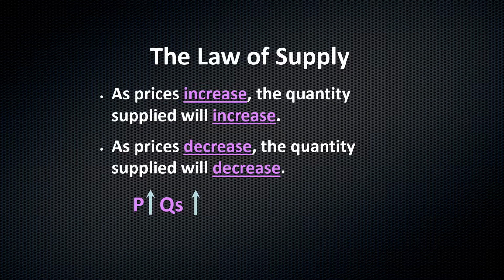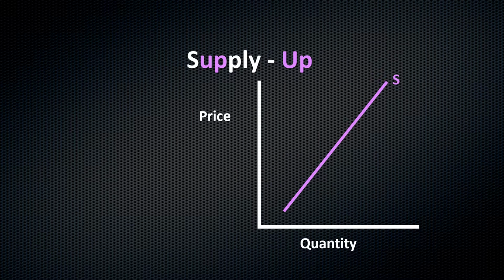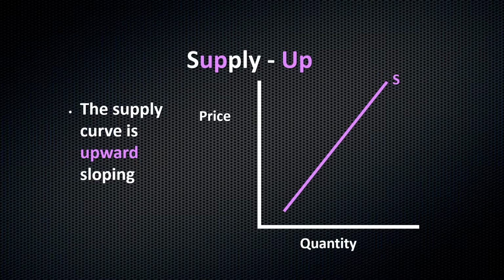So what does that look like? Price goes up, quantity supplied goes up. Price goes down, quantity supplied goes down because people want to make money. Supply up. See that UP? So I'm going to draw in my curve, make sure that the P and the Q are labeled on there, and it goes up and to the right, and I label it S because the supply curve is upward sloping.